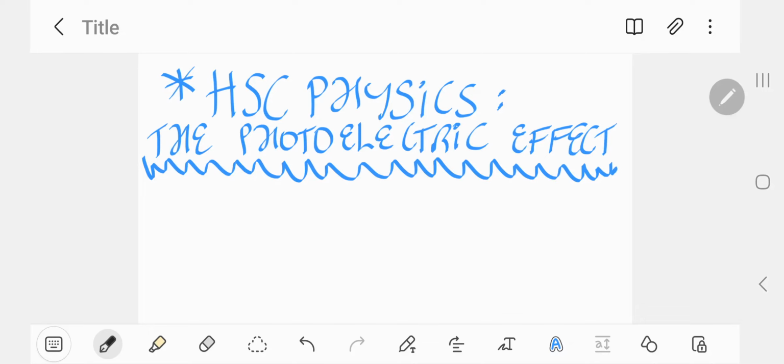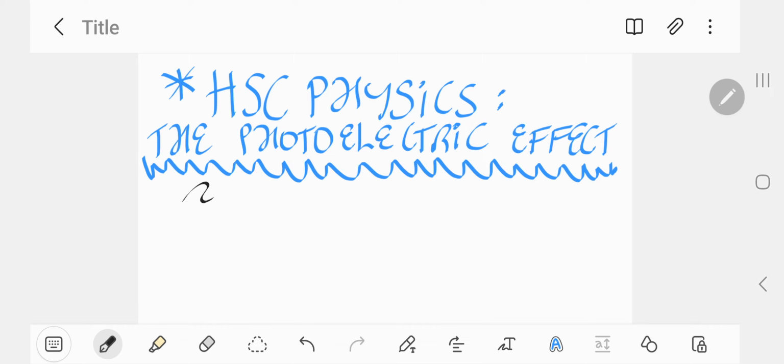HSC physics, the photoelectric effect. I'm going to be going through some problems that are typical in the HSC on the photoelectric effect, typically calculations that students sometimes find a bit challenging. So I'll try and demystify those as best I can.